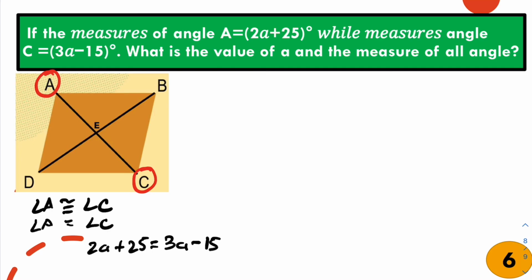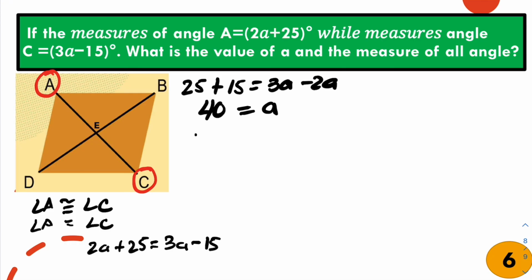Okay, transfer negative 15 at the left side and 2A at the right side. We have 25 plus 15 is equal to 3A minus 2A. 25 plus 15 is, very good, that is 40 is equal to 3A minus 2A. Yes, that is A. Therefore, A is equal to 40.